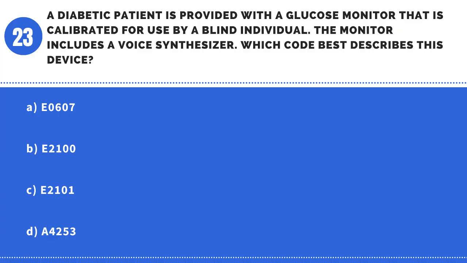Question 23. A diabetic patient is provided with a glucose monitor that is calibrated for use by a blind individual. The monitor includes a voice synthesizer. Which code best describes this device? A. E0607. B. E2100. C. E2101. D. A4253.